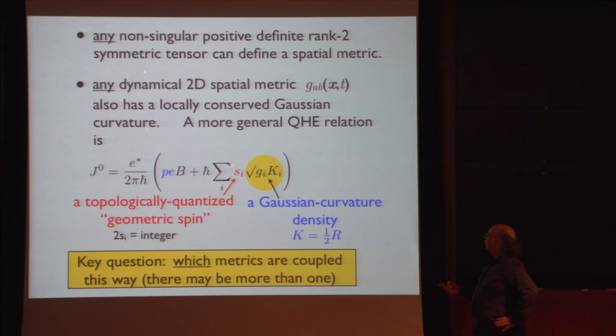So I've written a sum over metrics here. And the key, because actually you can have more than one possible physical metric in the problem, and each such independent metric has its own spin associated with the curvature coupling to it. So the key question in interpreting the geometry locally, as opposed to global counting of states, which will be the same for all metrics because of Gauss-Bonnet, is which metrics are coupled in this way, how many others are, and what their physical origin is. Okay.